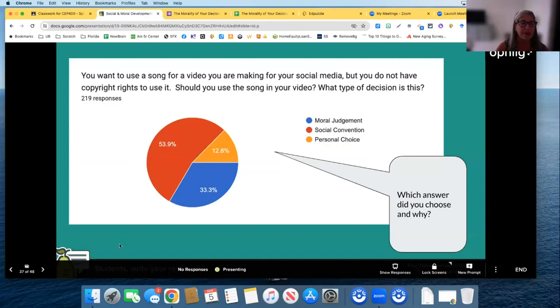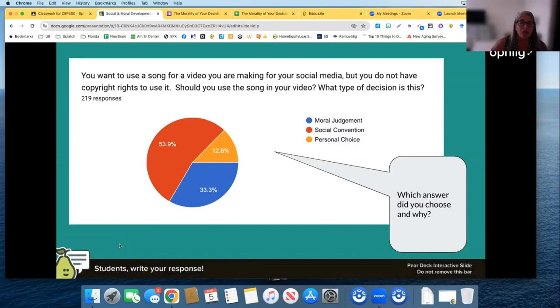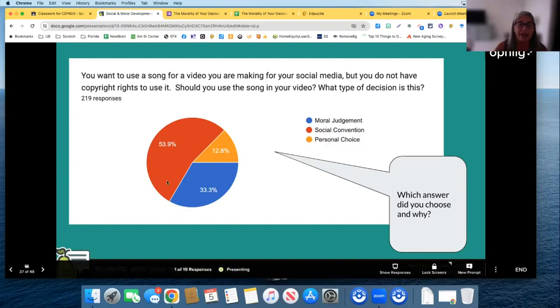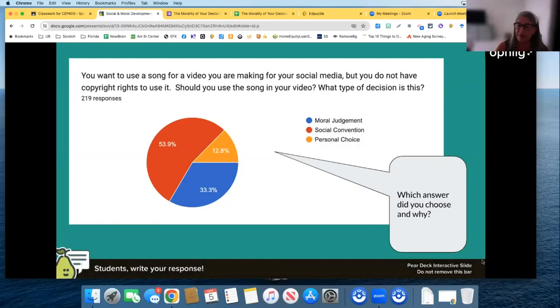Here's an example: you want to use a song for a video you're making for social media, and you don't have copyrights to use it. Should you put it in your video? About 54% of you said this is a social convention. Depending on your society, it might be right or wrong. Some said this is just morally wrong, and some said it's your personal choice. So last time, sending you off to your room, what did you think about this? So just a minute, because it's almost time to go.